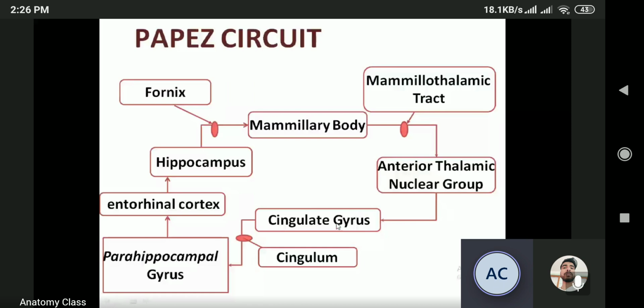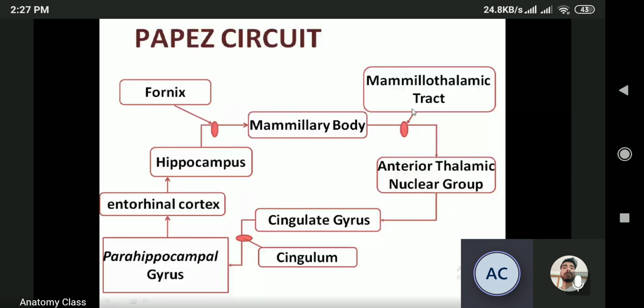So for your convenience, let's begin the Papez circuit from the hippocampus. The subiculum of the hippocampus is the beginning part. Through the fornix, it is related to the mammillary body. From the mammillary body to the anterior thalamic nuclear group through the mammillothalamic tract. Again, from anterior thalamic nuclei to cingulate gyrus. From cingulate gyrus to parahippocampal gyrus through the cingulum. From parahippocampal gyrus to entorhinal cortex and entorhinal cortex to hippocampus. This is how finally the Papez circuit is completed.